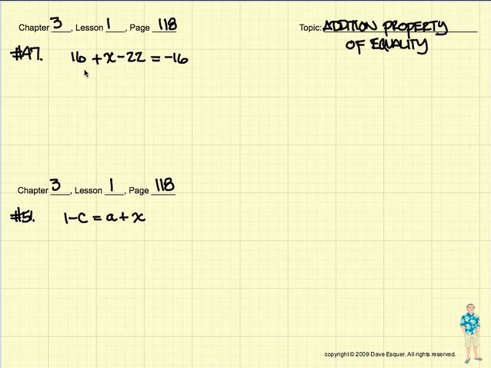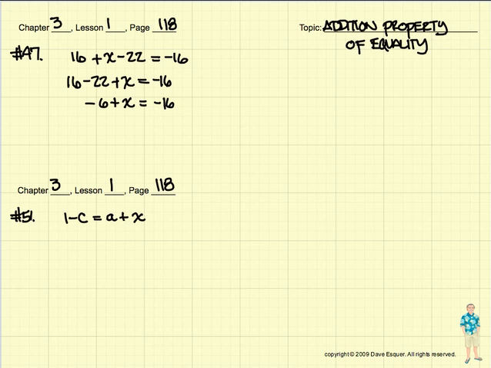on the right side. Before we get started on number 47, we look to the left side and see if we can simplify anything. And I think 16 take away 22, if we needed to rewrite it, we could do this. 16 take away 22, I think, is negative 6. So we have negative 6 plus x is equal to negative 16.